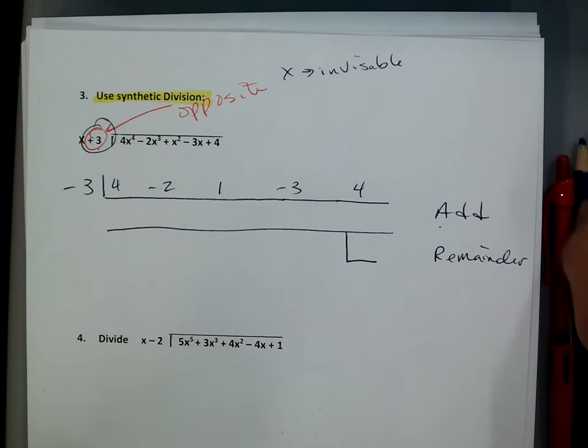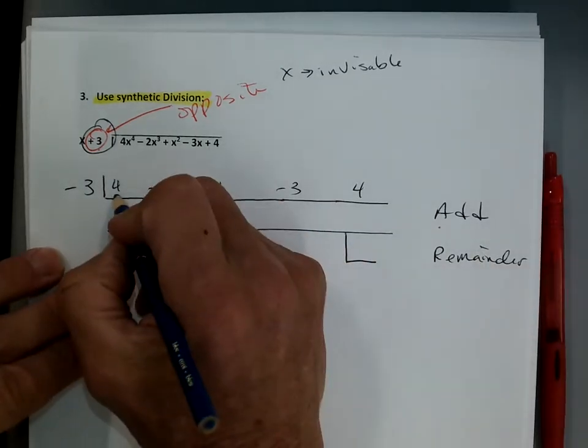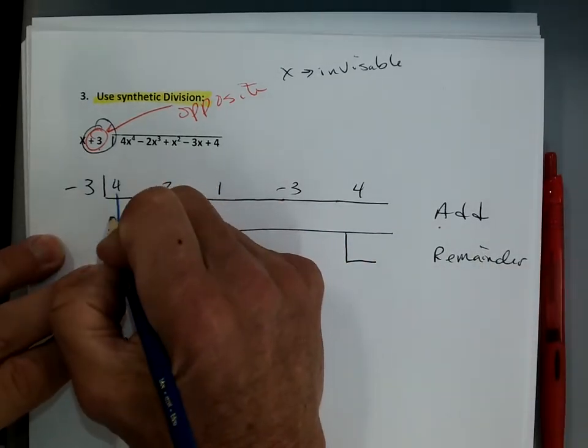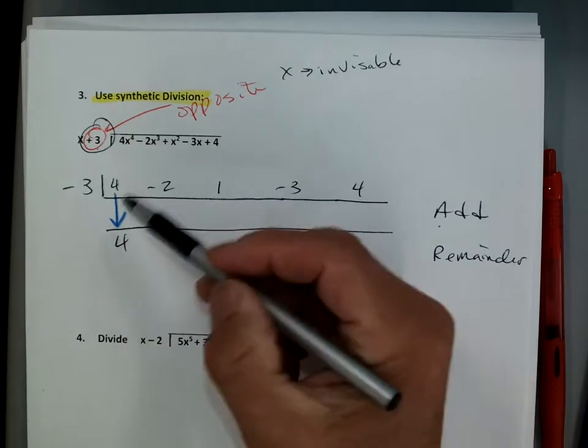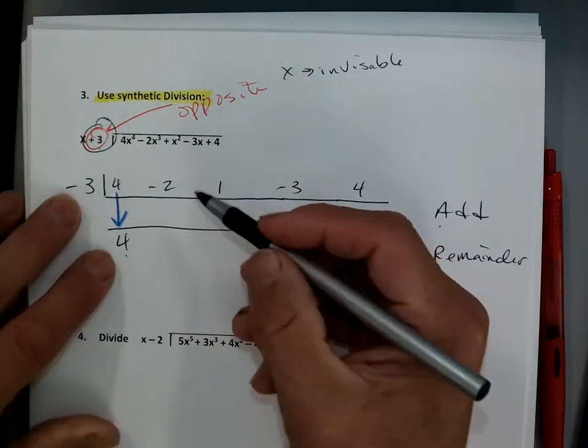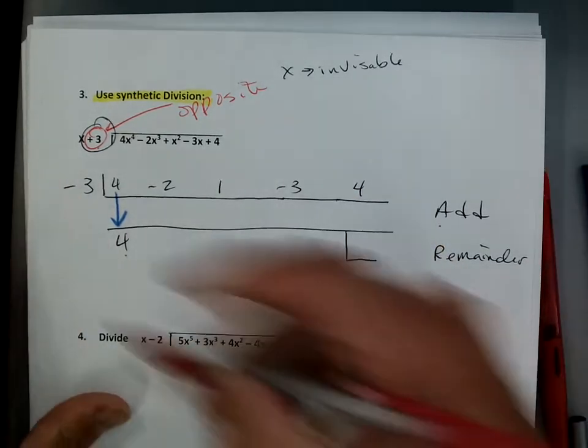So step 1. Bring the first term, or the first number, all the way down. Bring the 4 straight down. Just slide it down. Bring down the 4. Just boom, put the 4 there, okay? Just bring the first number straight down. Step 2, we're going to multiply.